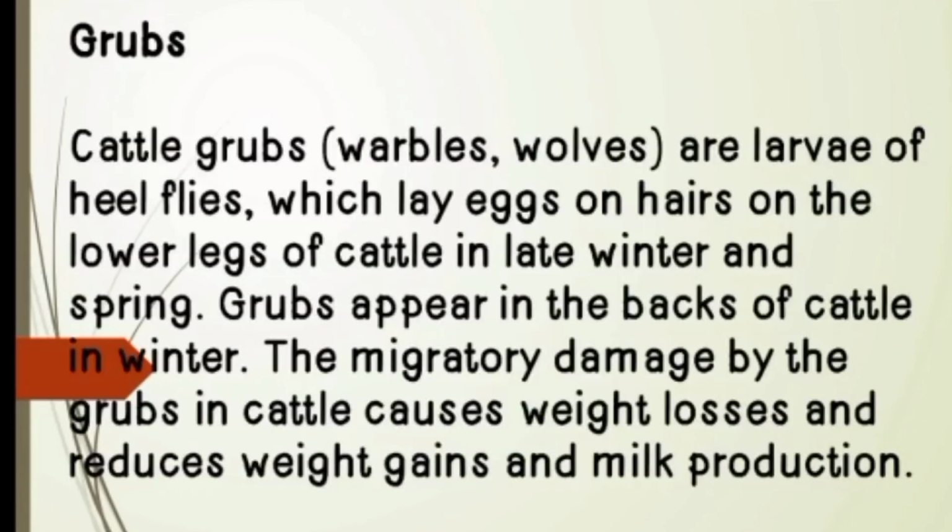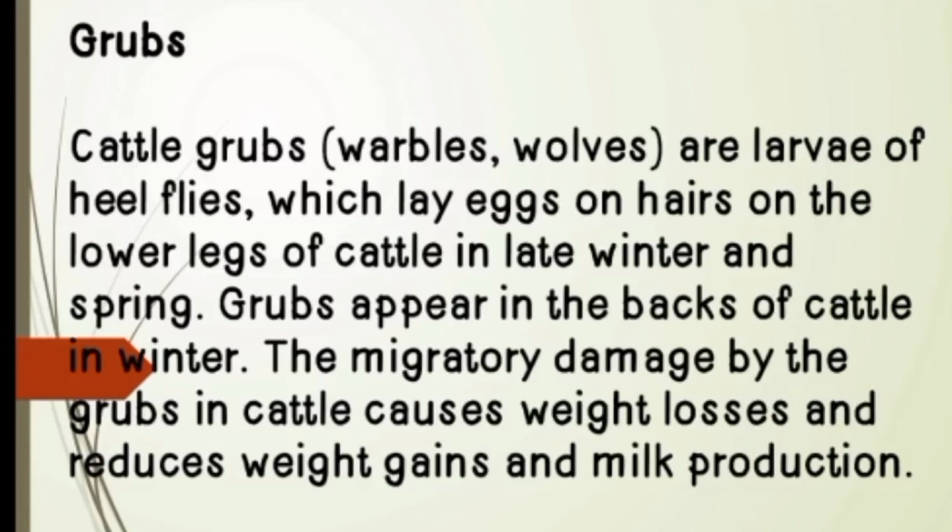Last is the grubs. Cattle grubs or warbles or wolves are larvae of heel flies which lay eggs on hair on the lower legs of cattle in late winter and spring. Grubs appear in the backs of cattle in winter. The migratory damage by the grubs in cattle causes weight losses and reduces weight gains and milk production.